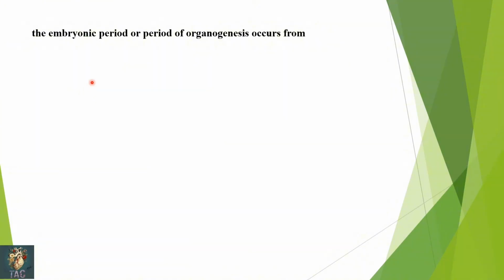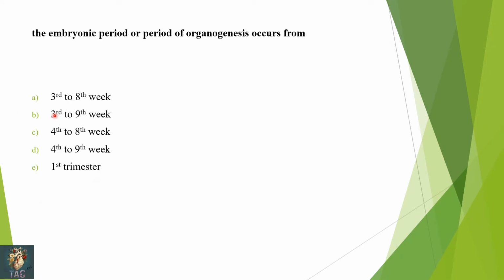Next MCQ is, embryonic period or period of organogenesis occurs from 3rd to 8th week, from 3rd to 9th week, from 4th to 8th week, from 4th to 9th week, or first trimester. So please always remember, the period of organogenesis is 3rd to 8th week, and this is the correct option.